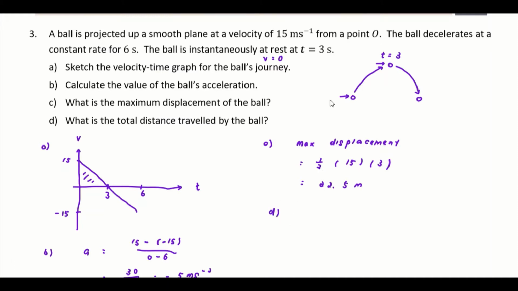So D, what is the total distance? It goes up, then falls down. Since it's a constant rate, you can imagine that the area here will be the same as well. So the total distance for the ball will just be equal to 2 multiplied by 22.5. So you can get the answer of 45 meters.